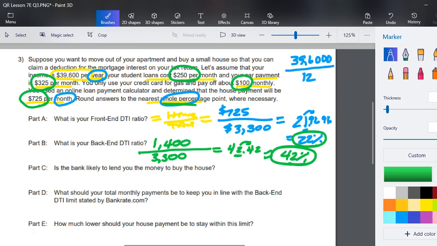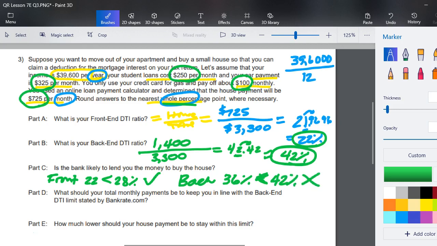Part C, is it likely that the bank is going to loan us money for the house? Let's go back to that chart earlier. It said that my front end DTI does not need to exceed 28%. On my front end DTI, I had 22, and that is less than 28%. So that's a check mark. The other thing that the article said is my back end DTI should not exceed 36. So my back end has to be 36 or less. Well, my 42% is greater. And so this one may not be a positive from the bank.